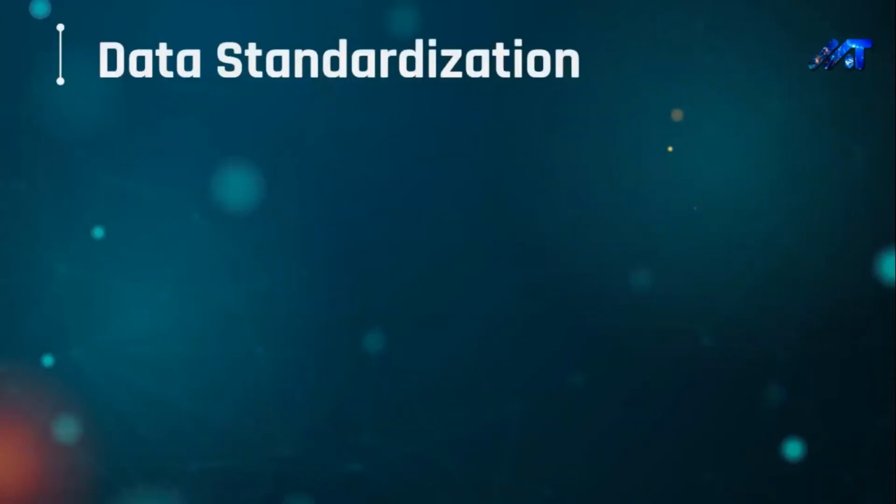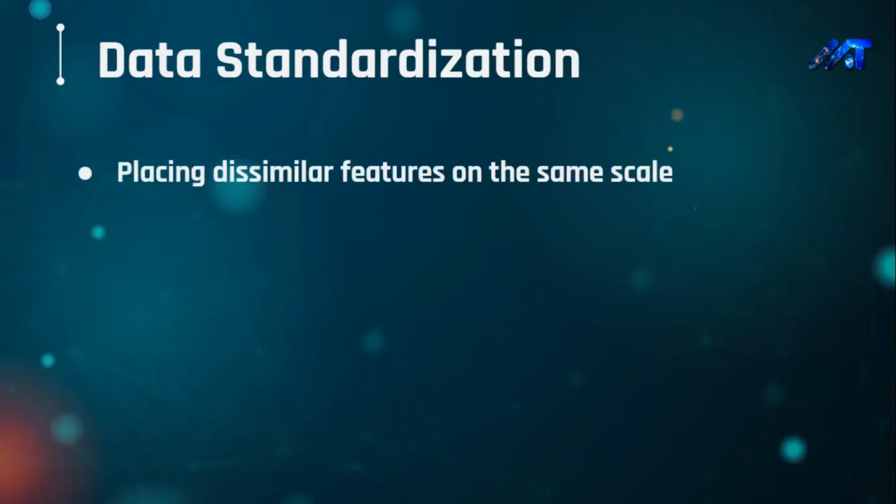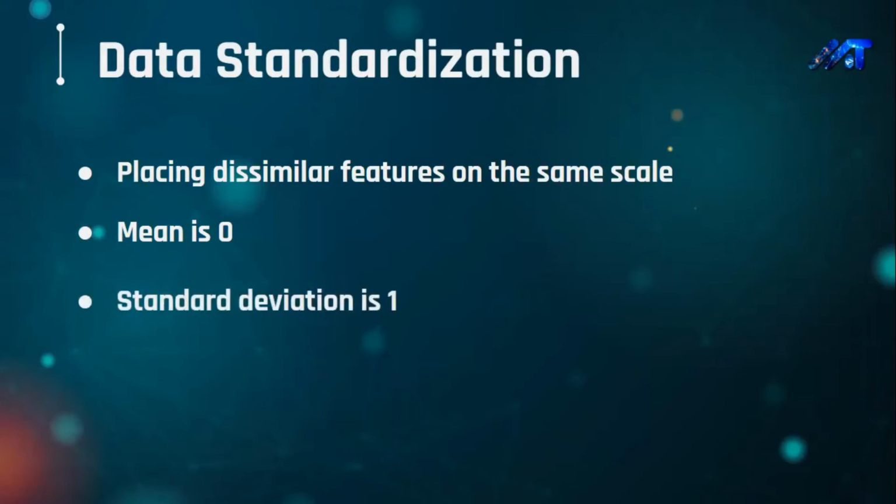Data standardization is also a term for a particular type of data normalization. It is the process of placing dissimilar features on the same scale. In other words, data standardization can be defined as rescaling the attributes in such a way that their mean is zero and standard deviation becomes one. Data is usually collected from different resources and agencies in different formats. That's why we have to use feature scaling techniques.